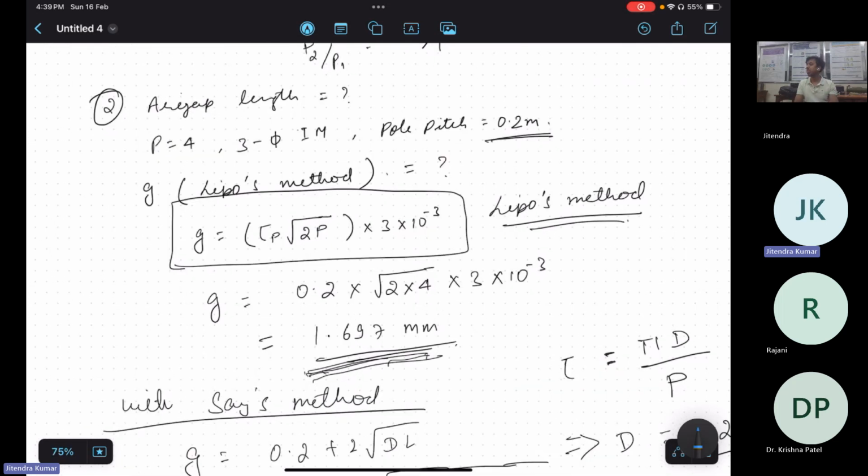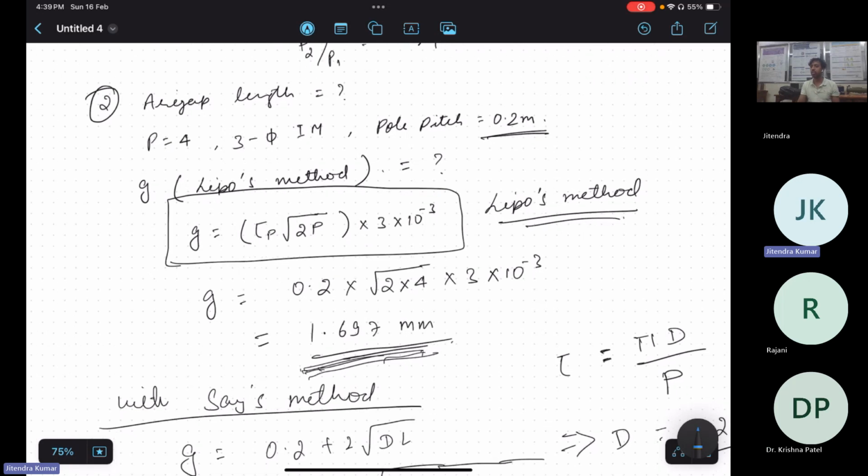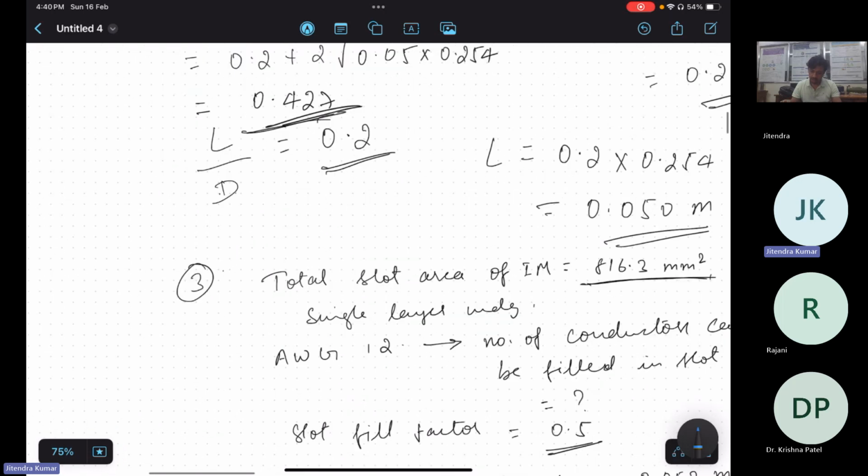Here with the Lipos method we have calculated. Are you able to see? Yes, sir. The Lipos method is nothing but pole pitch into under root 2 times the number of poles, into 3 into 10 to the power minus 3. In the problem you are given the pole pitch and the number of poles, and that is sufficient to calculate the air gap by the Lipos method. The unit will be in mm.